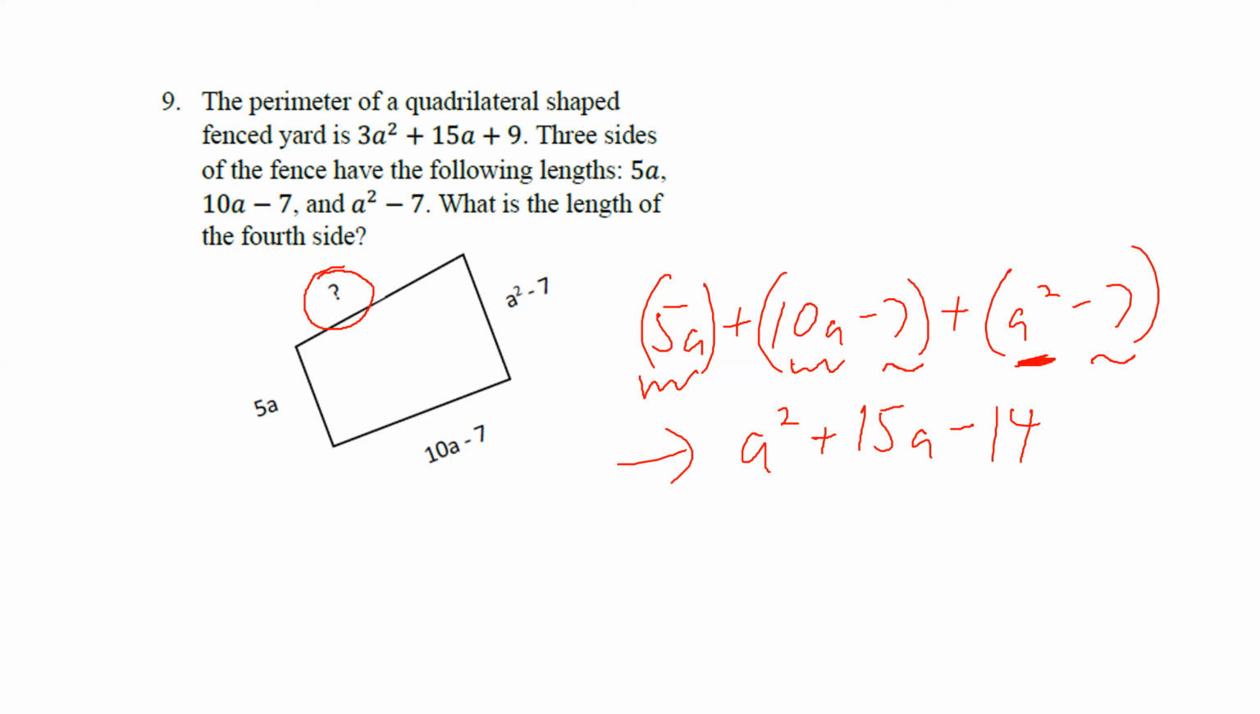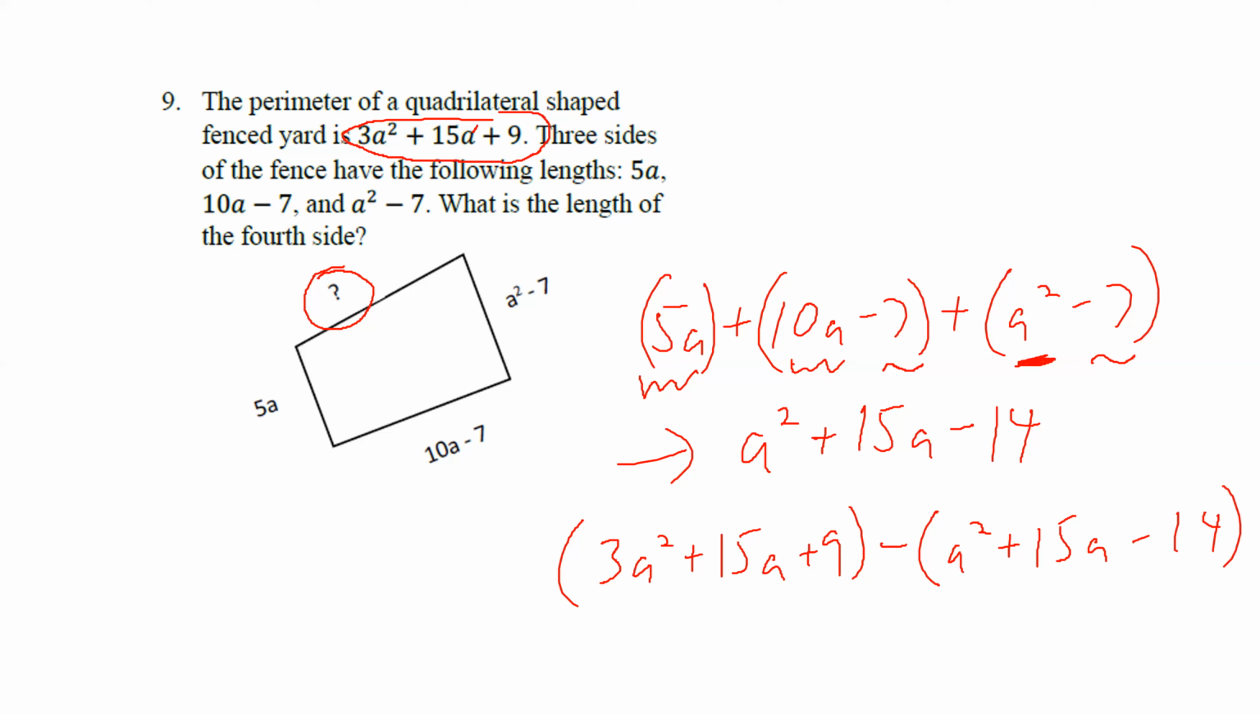Now, it's not our answer yet. This is these 3 sides added together. We know that the equation they gave us over here, that's all the sides added together. So if we find the difference between that original equation in the problem and what we just added together, that's going to give us that missing side. So we're going to have 3a squared plus 15a plus 9. And then we're subtracting off what we just came up with there: a squared, 15a, and -14.